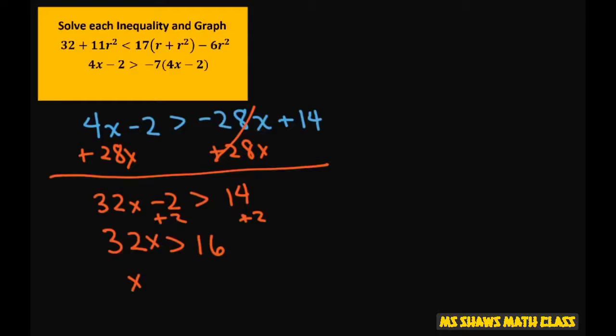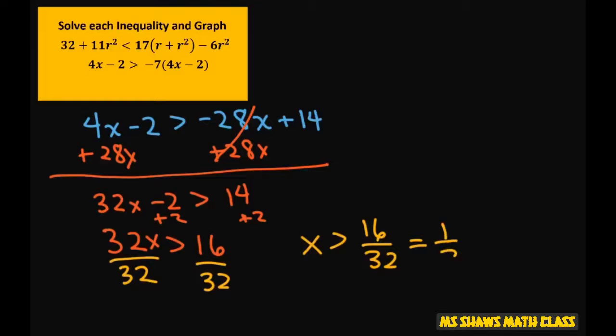Divide both sides by 32. If I divide both sides by 32, that's going to say x is greater than 16 divided by 32, which can reduce to 1/2.